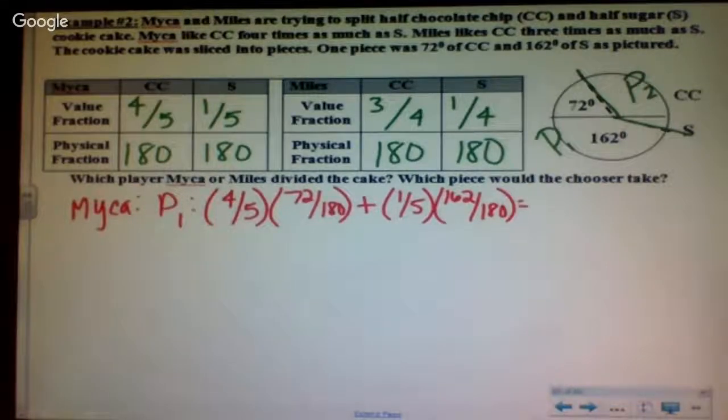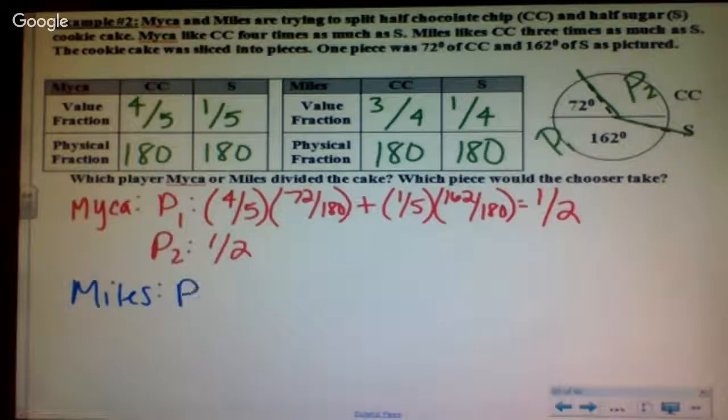Anybody get me a value yet? Nah. 1/2. So if piece 1 is 1/2, what is piece 2 for Micah? 1/2. Okay? He really did split it evenly. Right.